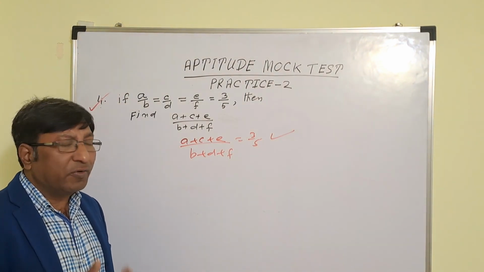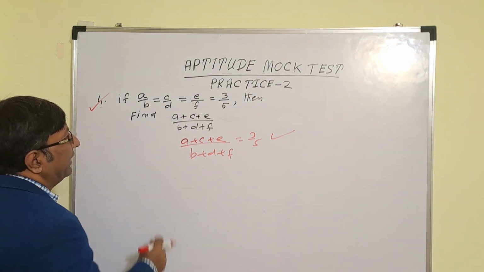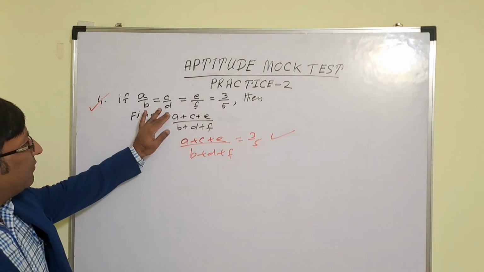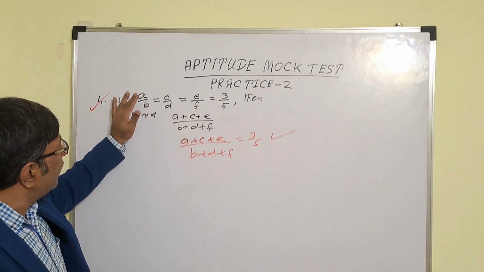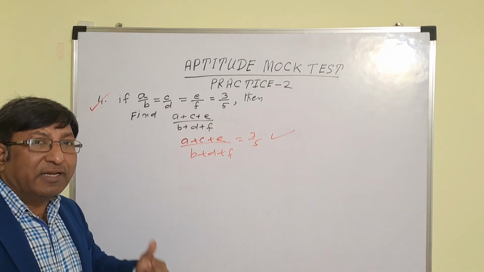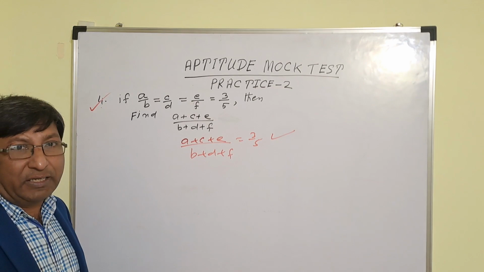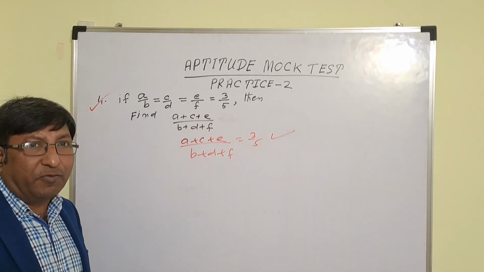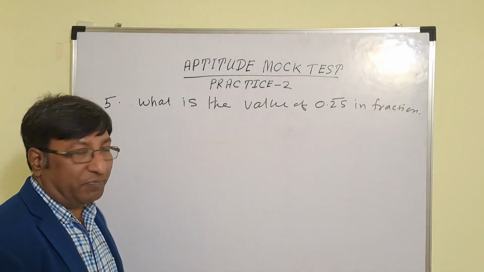Okay. So now you can see how. For this type of question, a simple technique. If A by B, C by D, E by F are 3 by 5, and we add the numerators A, C, E and the denominators B, D, F, then the ratio will be the same. Like A by B, C by D, if all are equal to 3 by 5, then our answer will be 3 by 5.